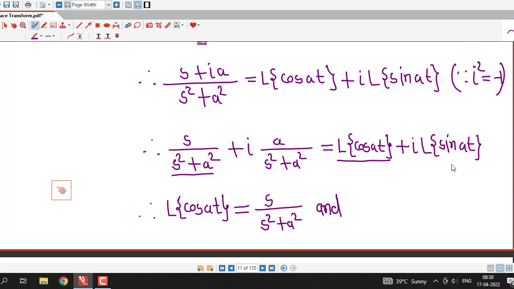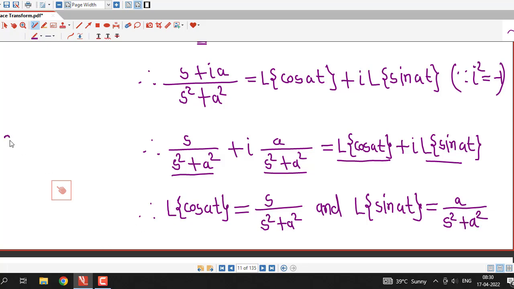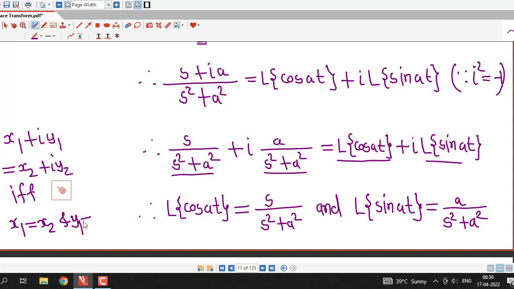Similarly, the imaginary parts are Laplace transform of sin at and a divided by s square plus a square, and we obtain the formula for Laplace transform of sin at as a divided by s square plus a square. We are using this fact here. Suppose I have two complex numbers x1 plus i y1 and x2 plus i y2. These two are equal if and only if x1 and x2 are equal, that is real parts are equal, and y1 and y2 are equal, that is imaginary parts are equal.